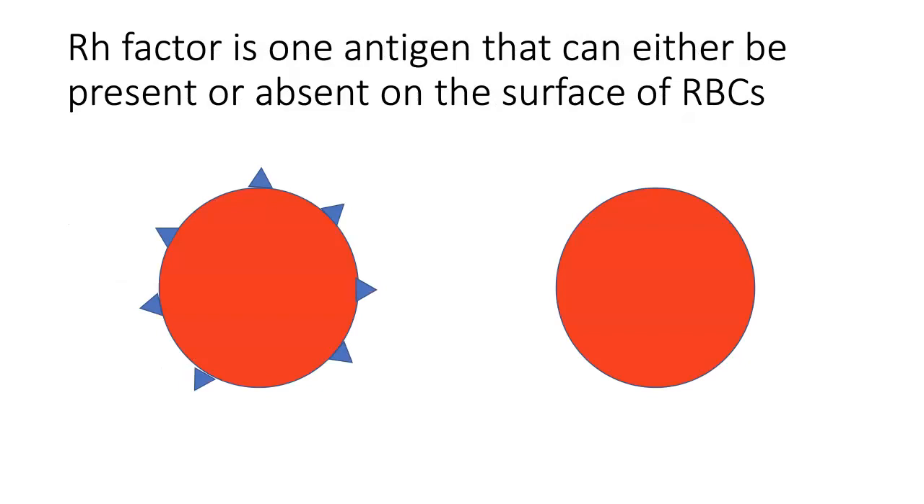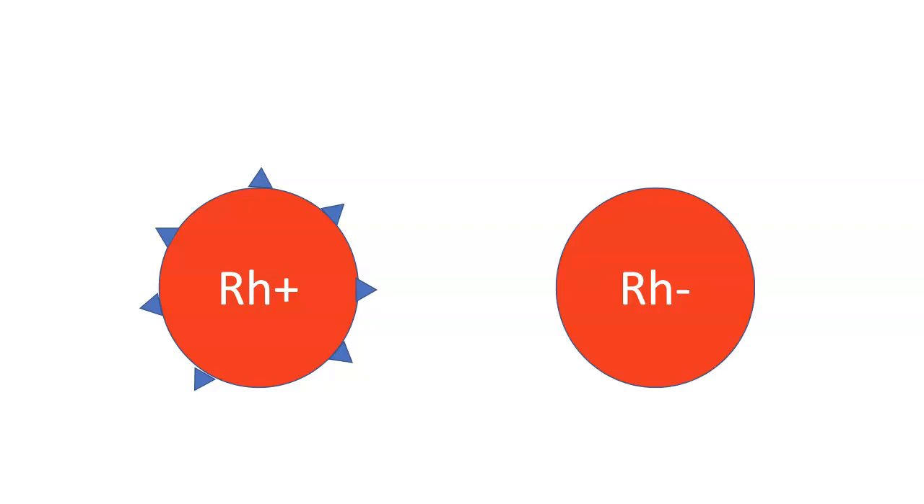Rh factor, also known as antigen D, is a sugar that is either on the surface of the red blood cells or not. I'm depicting Rh factor as the blue triangles here. So in this case, the person would be considered Rh positive. They have the antigen D. The other possibility is the person does not have antigen D. That's known as Rh negative.